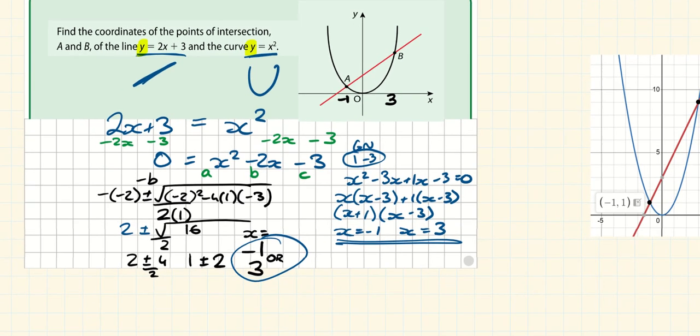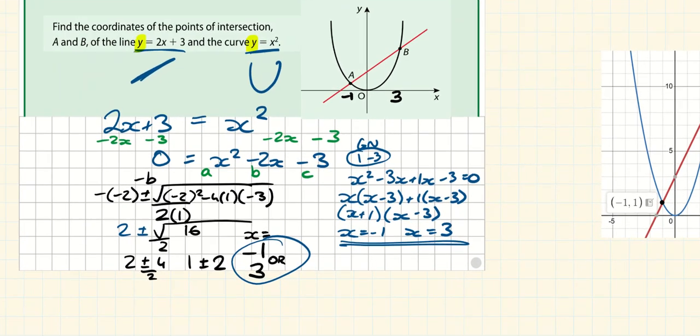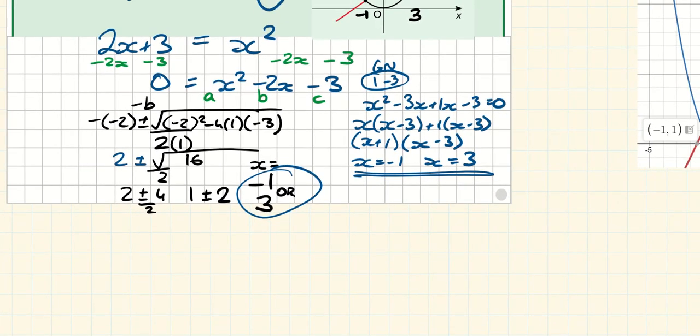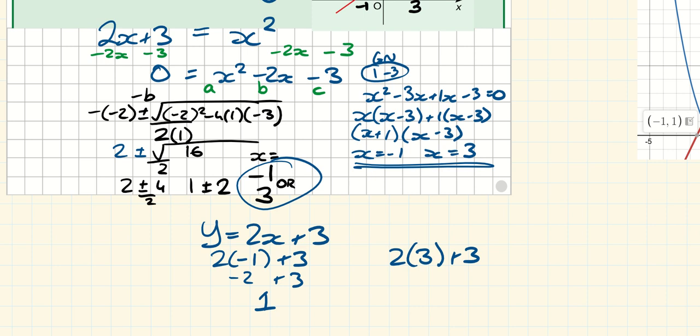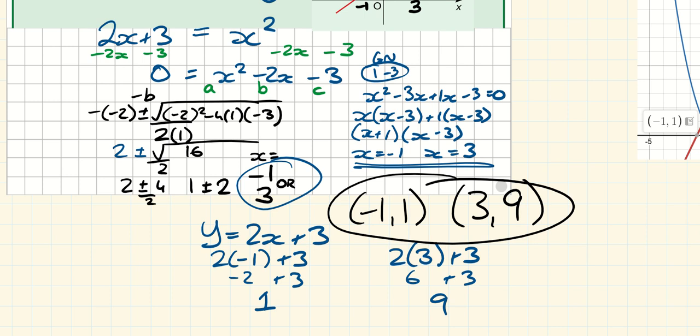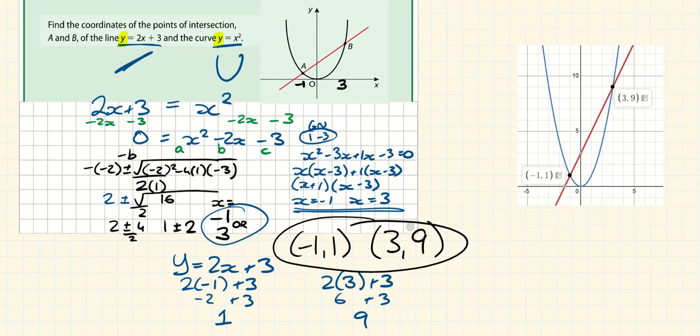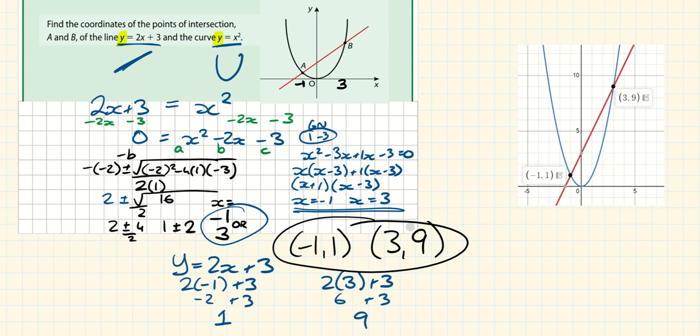Now, the last step you've just got to do is sub them back in. So y equals 2x plus 3 was your linear equation. So for the first one, 2 by minus 1 plus 3. The other one would be 2 by 3 plus 3. So minus 2 plus 3 would be 1. And that's 6 plus 3, so that's 9. So your two points will be minus 1, 1 and 3, 9. Okay, so let's see, does it match up with the graph? Yeah, minus 1, 1 and 3, 9 whenever you solve it like a graph.